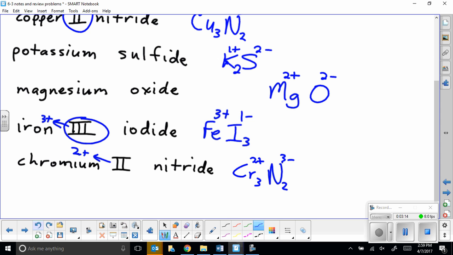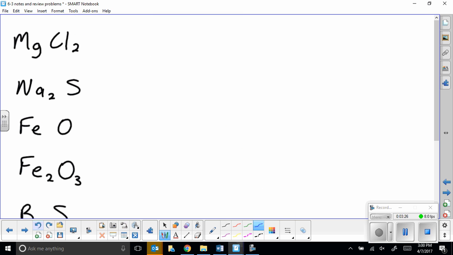So again, all you need to do is follow the 3 steps: write the symbols, write the oxidation numbers, crisscross down, don't crisscross 1s, and you don't crisscross the same numbers. And those are for binary compounds.